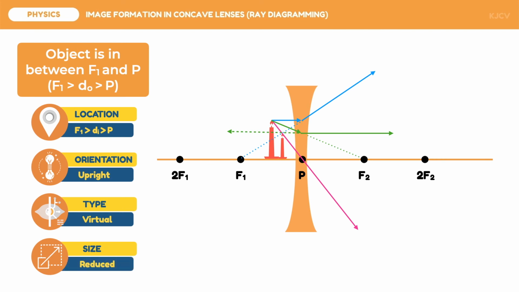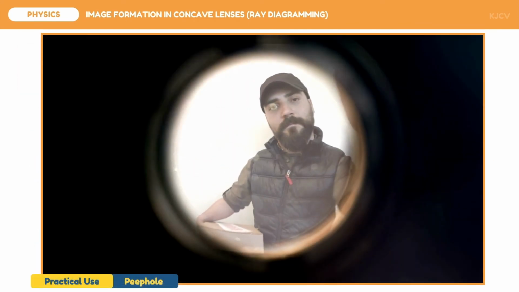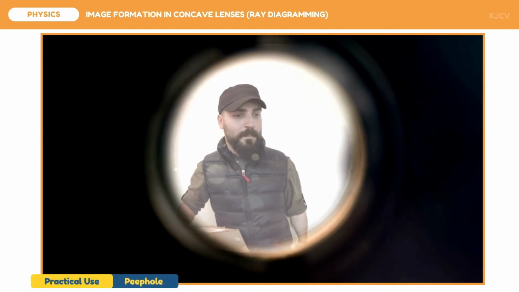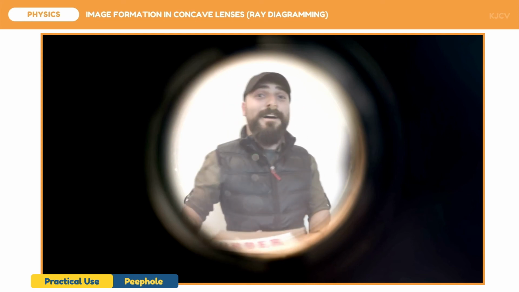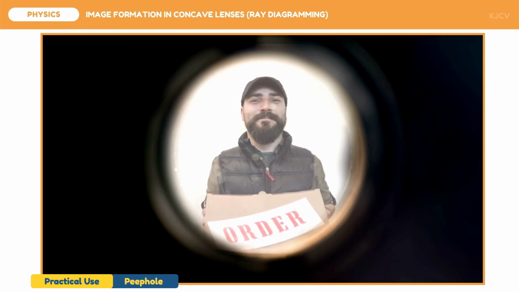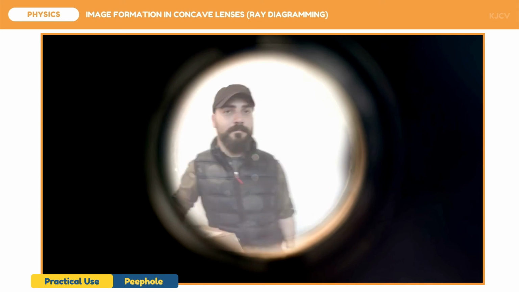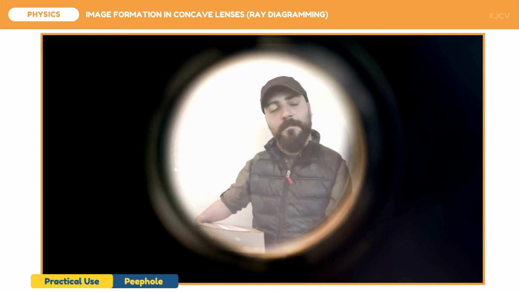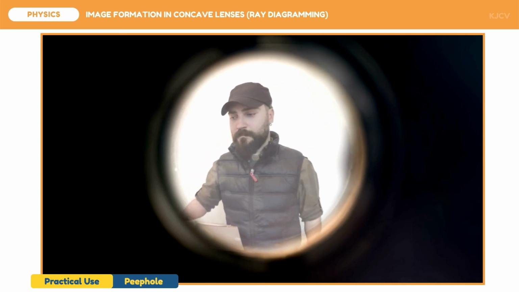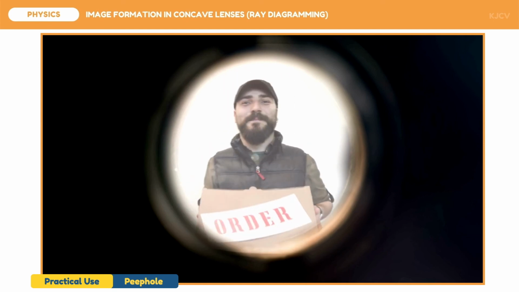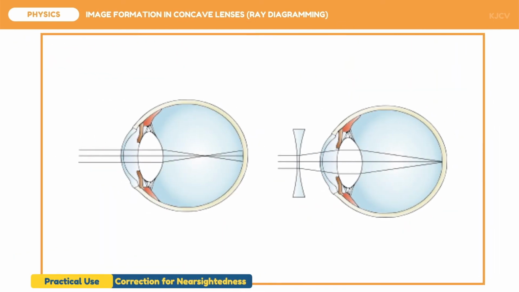Diverging lenses are commonly used in door viewers or peepholes. Peepholes or door viewers are security devices that give a panoramic view of objects outside walls or doors. A concave lens is used to minimize the proportions of the objects and gives a wider view of the object or area. Another function of concave lenses is the correction for nearsightedness.